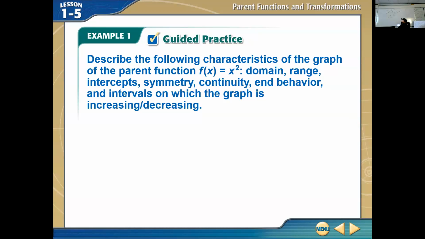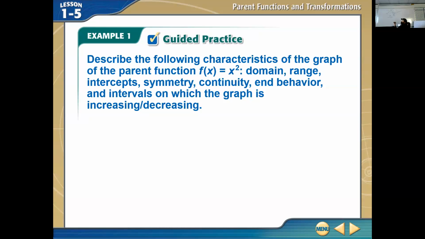So domain-wise, we know domain is going to be all real numbers. Okay, because we can always plug in. The range, it's going to be limited. It's going to have a minimum value, and in this case, it's going to be 0. So our range is 0 to positive infinity. The x and y intercepts, once again, it's a parent function, so it crosses both the x and y axis at 0, 0.